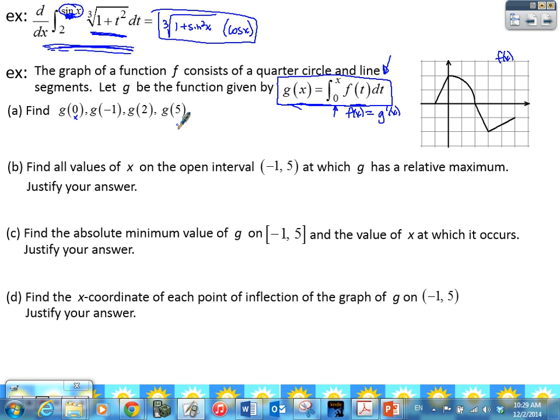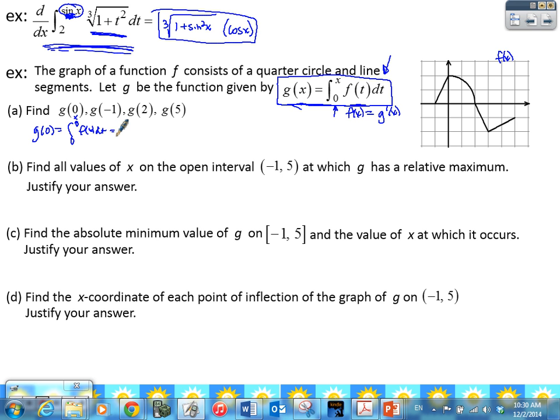Now, it's really important to show the integral. After you show the integral, you can do whatever you want to in your head. Okay? But it's really important to show the integral. You need to get into the habit of showing the integral. That's what you get points for. So, when we calculate g of 0, it is going to be the integral from 0 to 0 of f of t dt. Now that took like 2 seconds to write.